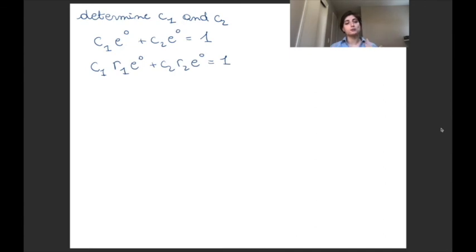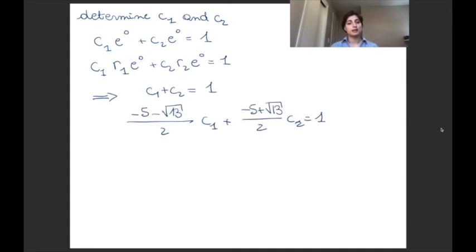We then need to fix these c1s and c2s. So we want that c1 exponential of 0 plus c2 exponential of 0 is equal to 1, and c1 r1 exponential of 0 plus c2 r2 exponential of 0 is equal to 1. So this simplifies to c1 plus c2 is equal to 1, and minus 5 minus square root of 13 divided by 2 times c1 plus minus 5 plus square root of 13 divided by 2 multiplied by c2 is equal to 1. We can solve this.